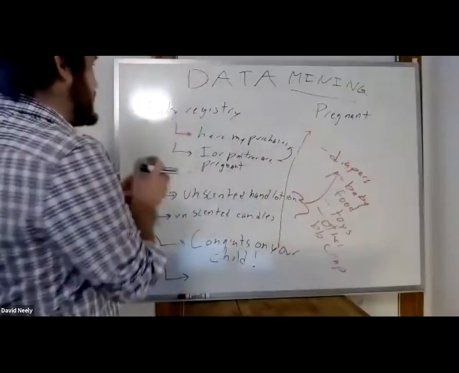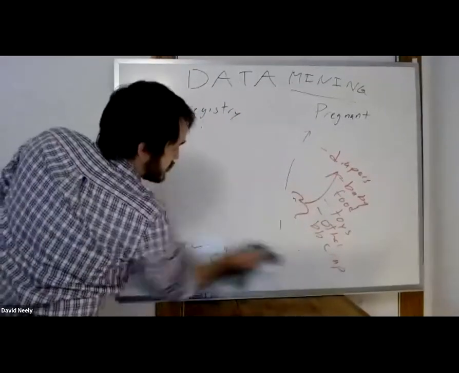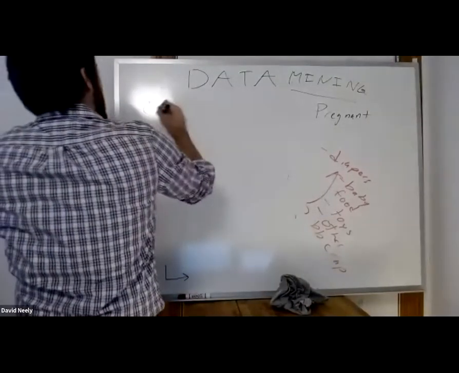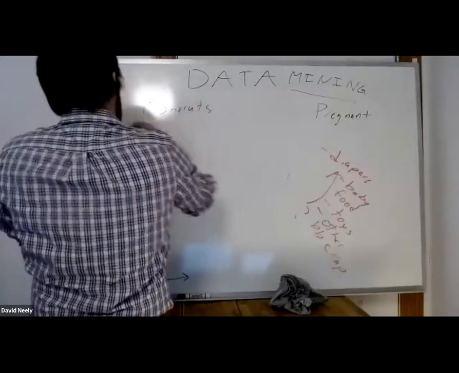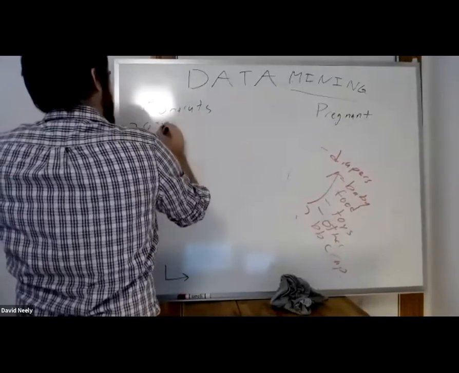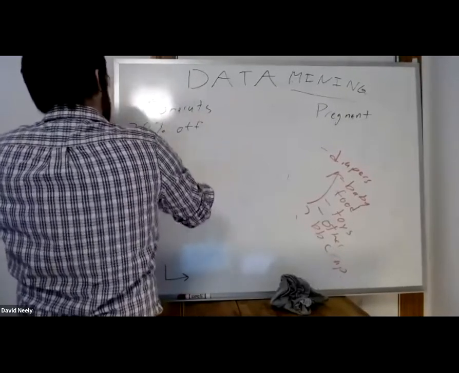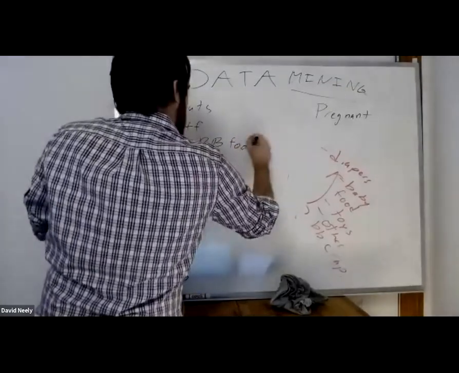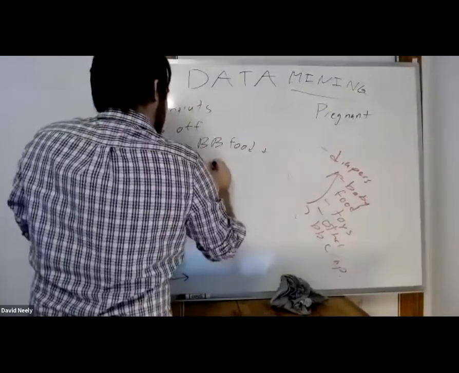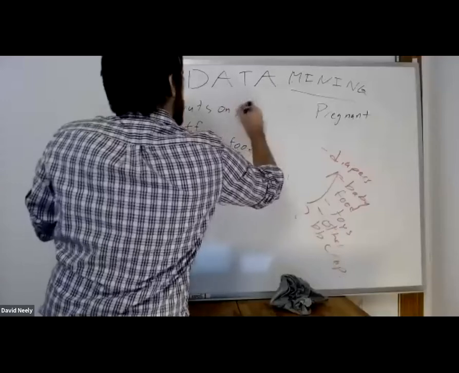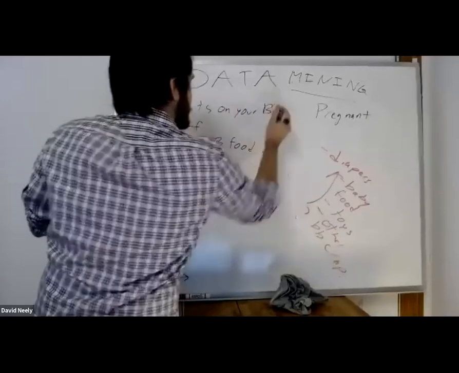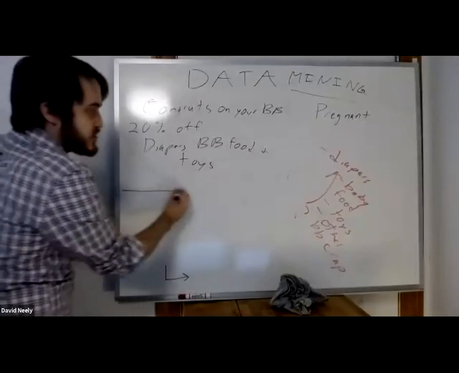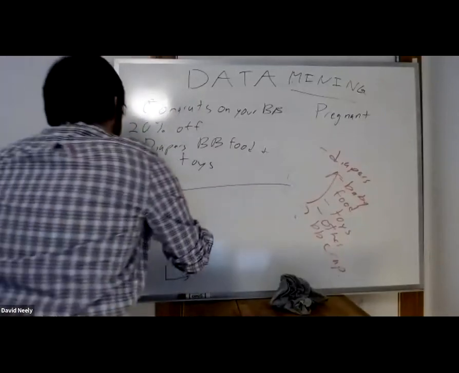So what they do is, it used to be that if you were on this list, you got a big piece of paper that said, congrats, 20% off diapers, baby food, and toys. Congrats on your baby. People got this and were freaked out and uncomfortable. So now here's what Target sends.